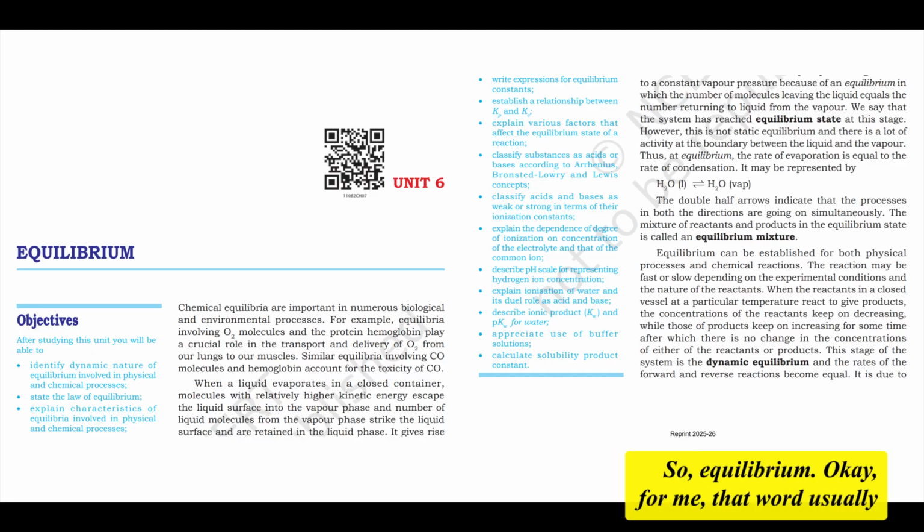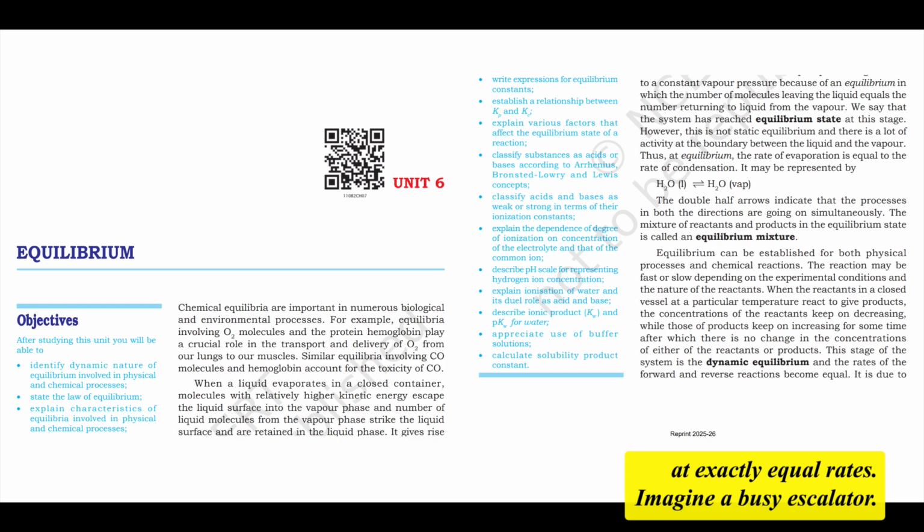So equilibrium. Okay, for me, that word usually brings to mind something static, like a perfectly balanced weighing scale where nothing is moving. Is that how we should think about it in chemistry? That's a very common misconception, and it's really vital we clear that up right away. In chemistry, equilibrium is anything but static. Instead, think of it as a dynamic balance. It's a state where opposing processes are happening simultaneously, but, and this is key, at exactly equal rates.